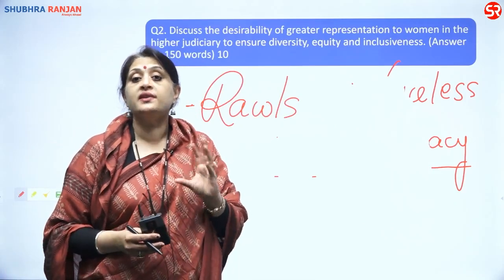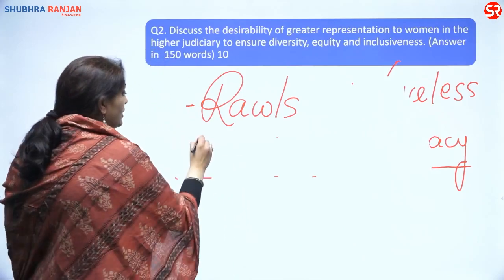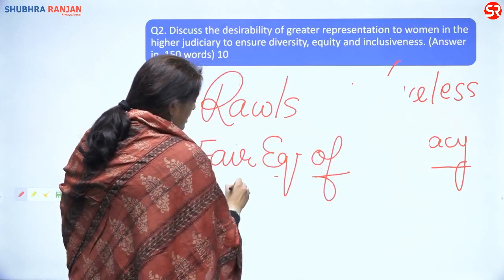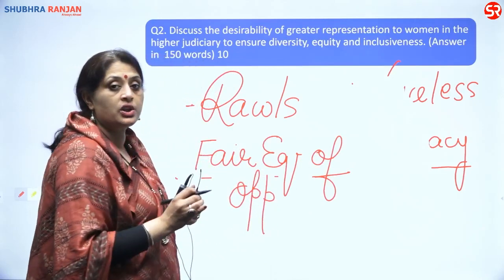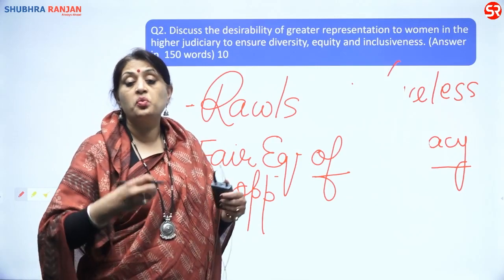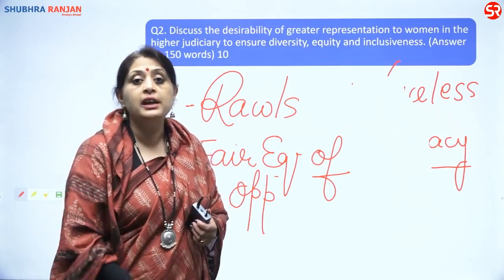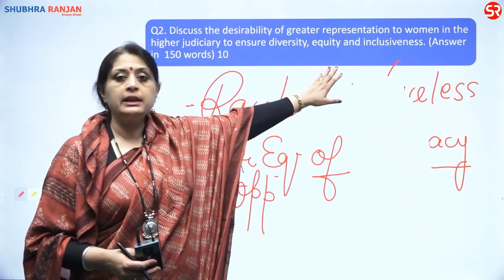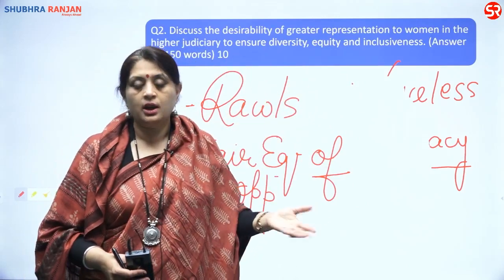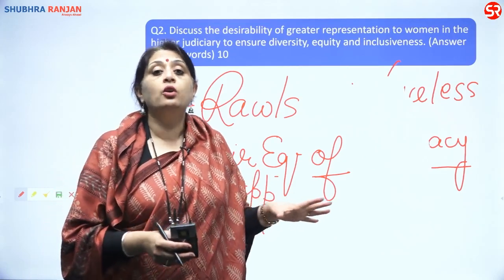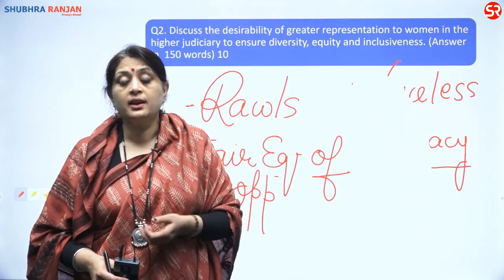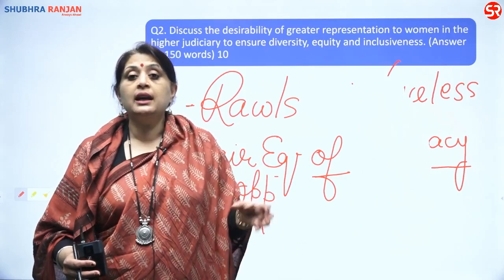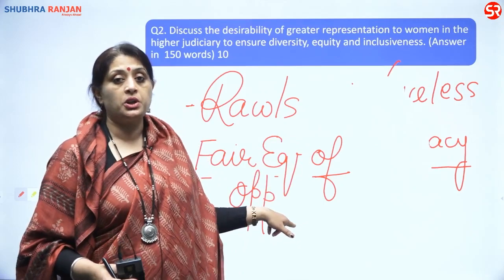And John Rawls suggests that we have to provide the fair equality of opportunity. Fine. So if our judiciary is inclusive, it is like we are substantiating or adhering to the principle of this fair equality of opportunity. So at times women are not represented, not just because they may not be qualified, or at times the merit argument is there, but maybe because of living in a patriarchal society, they are missing the fair equality of opportunity.